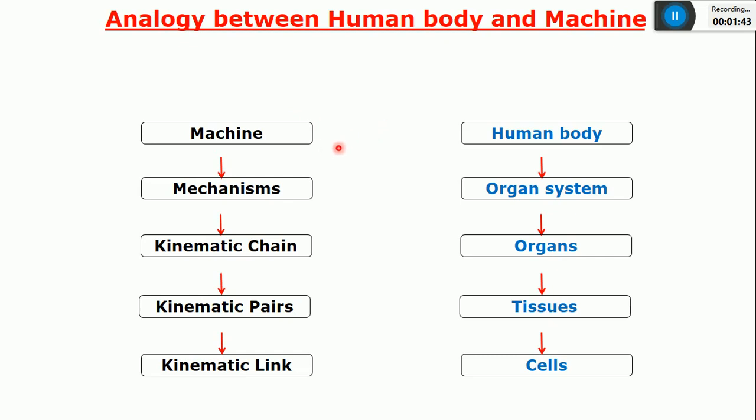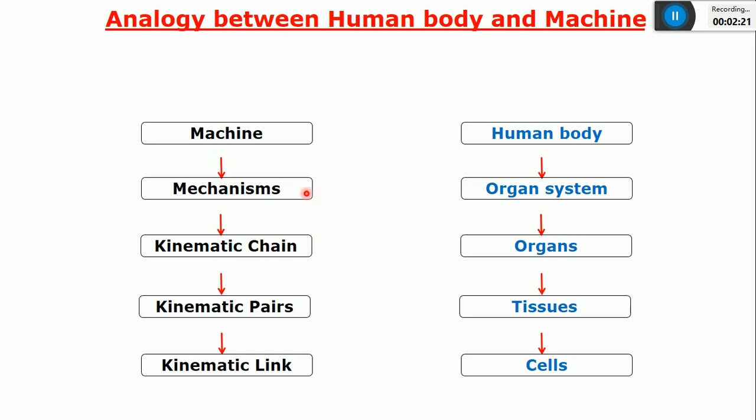Between this kinematic chain and mechanism, there is one more word called inversion. Today in this class we are going to discuss the topic known as inversions, and what are the types of inversions of a 4-bar chain, single slider crank chain, and double slider crank chain. Remember, today's topic is inversions, which comes between a kinematic chain and mechanism. When you convert a kinematic chain into a mechanism, it means you are doing some modification in the kinematic chain so that you get different mechanisms.